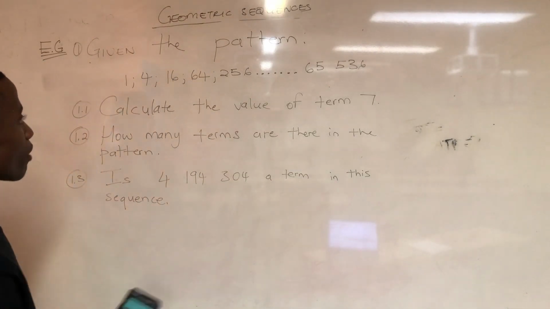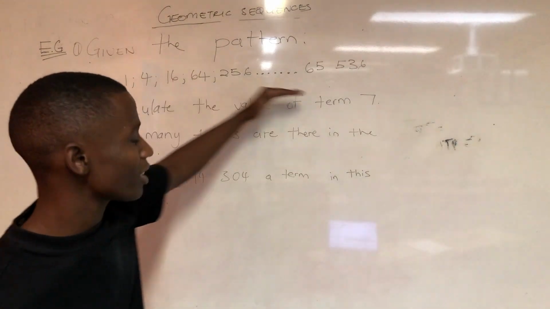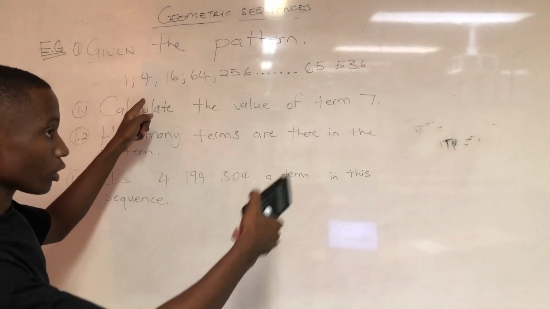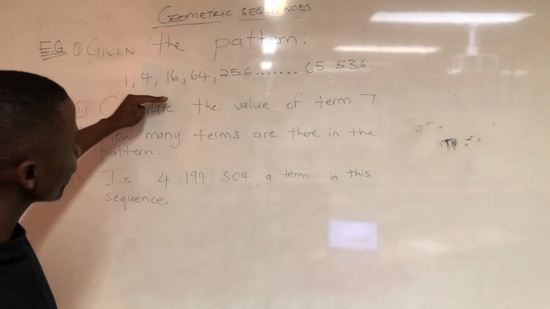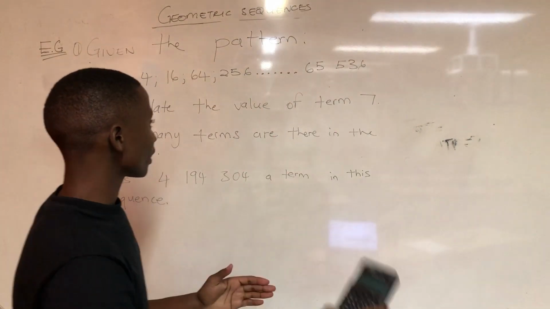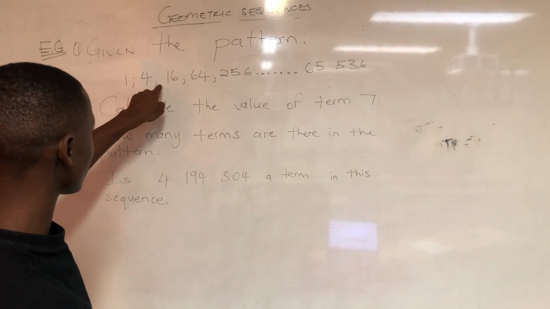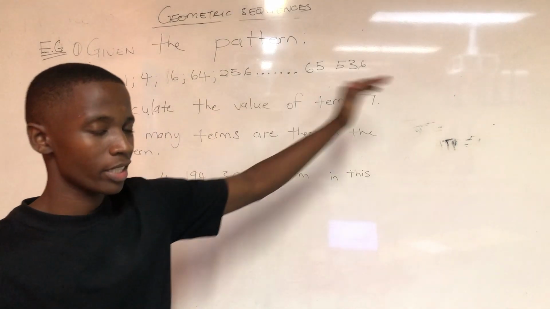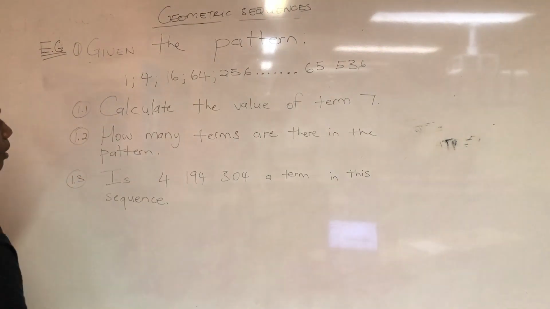So we have to identify which kind of pattern this is. The type of pattern is a geometric sequence, because in order for us to get the next term, we can clearly see that we have to multiply by a constant ratio, which is equal to 4. 1 multiplied by 4, 4 multiplied by 4, 16 multiplied by 4, 64 multiplied by 4, 256, and so on.